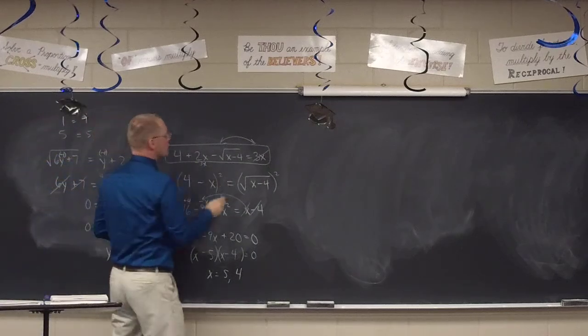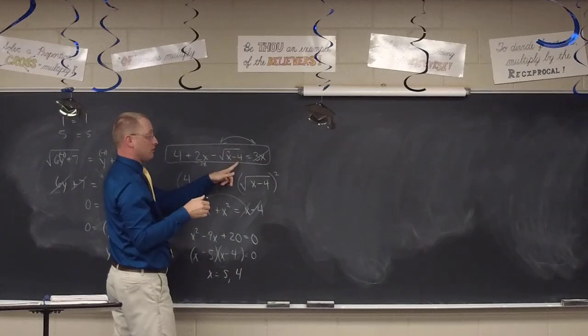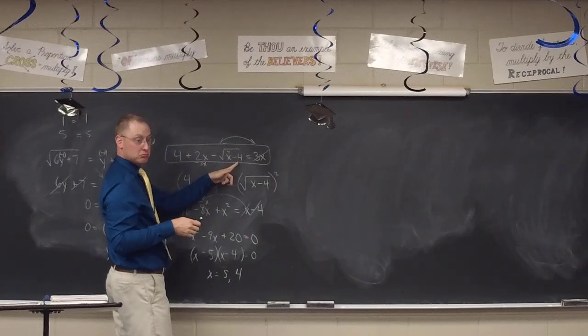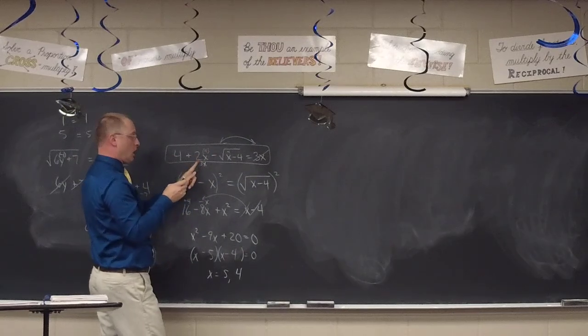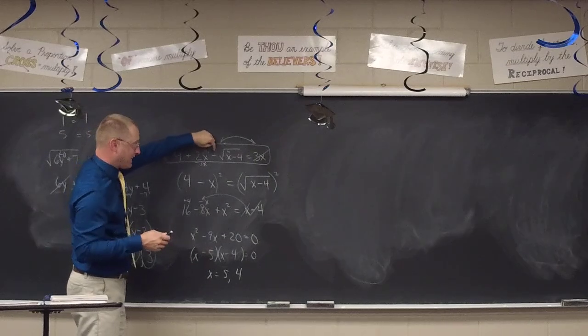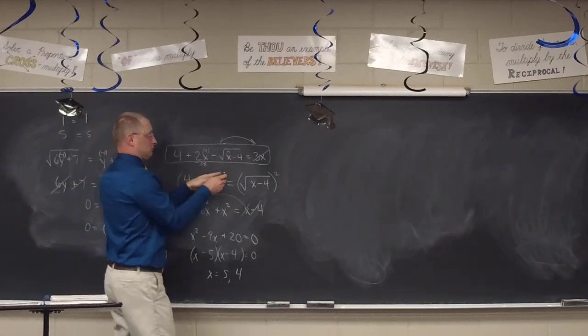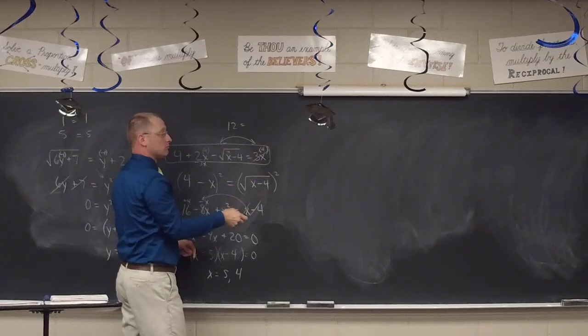Yes. So 4 minus 4, class? 0. What's the square root of 0? 0. 2 times 4? 8. So we have 4 plus 8, 12, minus 0. 12. And then 3 times 4? 12. Okay.